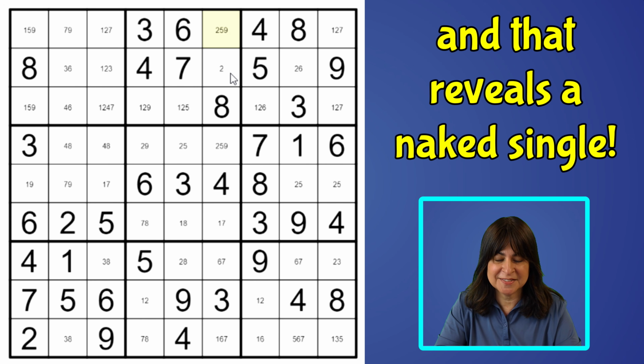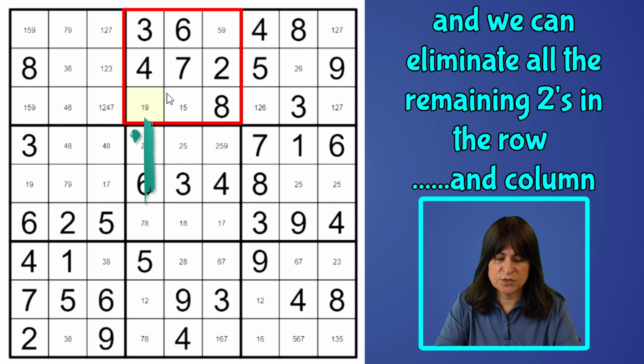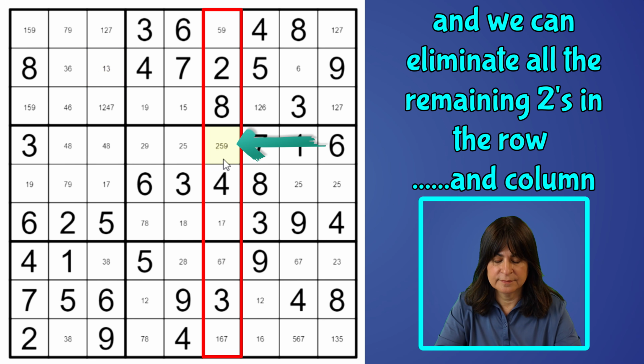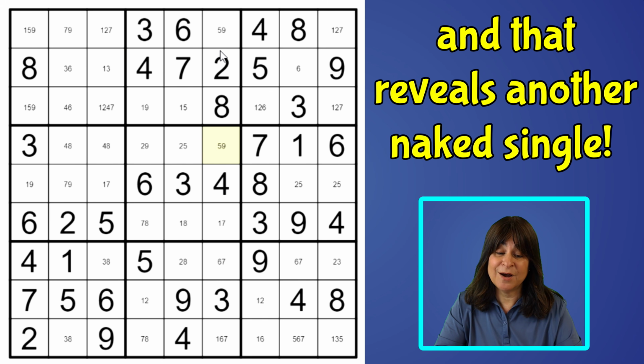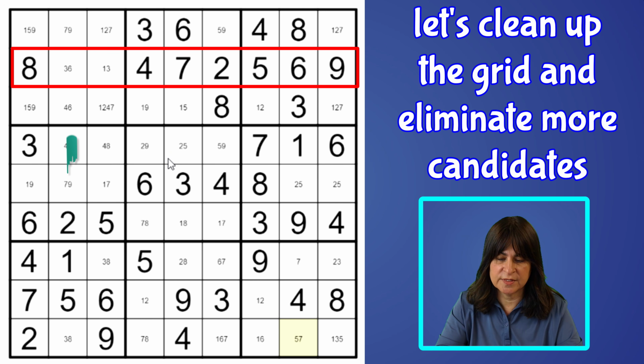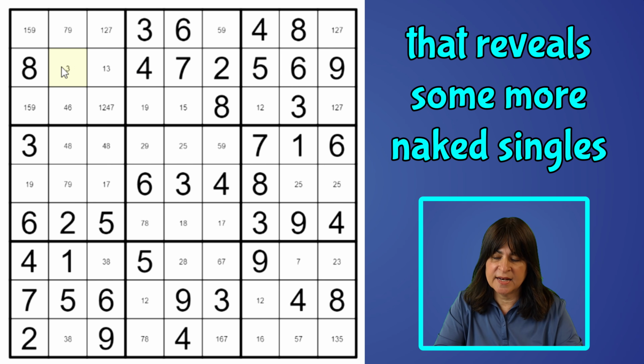And now we have a naked single here, the 2. And now I can eliminate all the other 2s in the block and also in the row. Oh, and also in the column. And now we have another naked single here, the 6. And now, let's see, we can get rid of this 6 and get rid of this 6 and this 6. And across the row, this 6. And so now that gives me a naked single here, the 3, and a naked single here, the 7. So let's put those in.